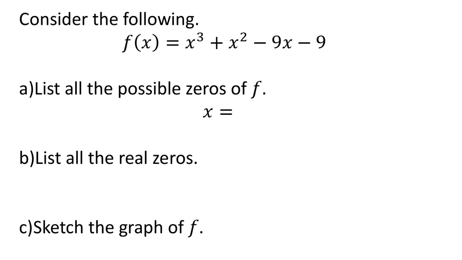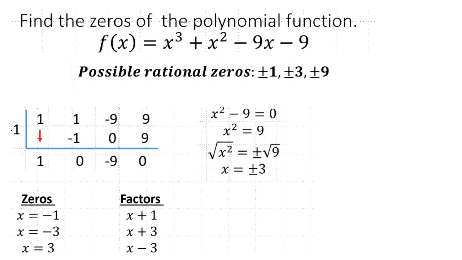All right, so let's consider the problem that we had done already, listing all the zeros. We used synthetic division to simplify it into a square polynomial. We used our square root property to find the remaining x's. So again, the zeros for this particular problem are x equals -1, x equals -3, x equals 3. Our factors are x plus 1, x plus 3, x minus 3. Any questions?